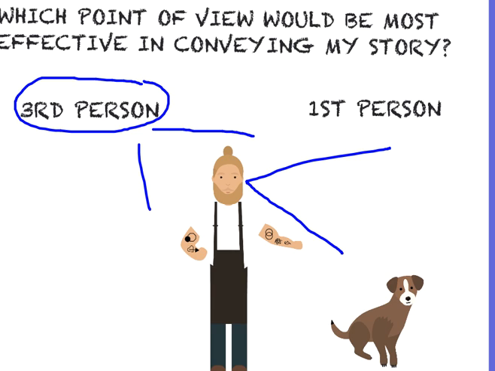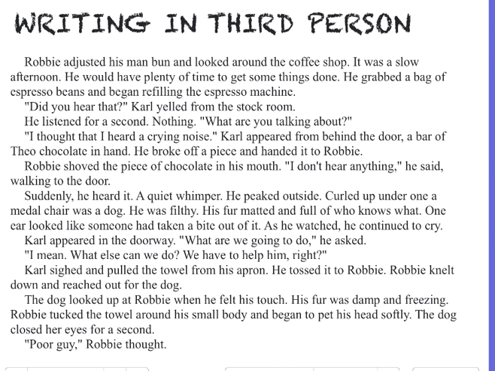So stop right now and think about which point of view is going to be most effective in conveying your story. First person, actually seeing the story through the character's eyes, or third person, describing the story as an outside observer. So I chose third person point of view. I want to describe what it was like to see Robbie actually meet the dog. So here's my flash draft right now.